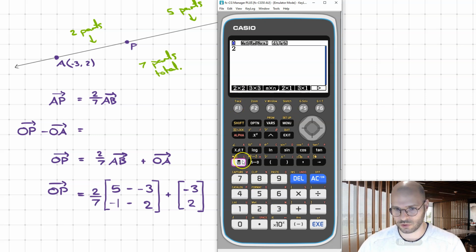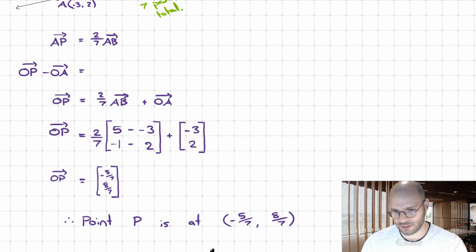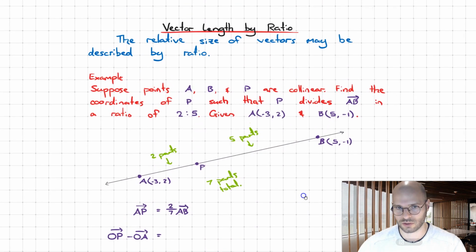I'm then going to type 2/7. I will pick a 2×1 vector, and I'll key in this vector over here, AB. Next one, and then I just execute it. This gives me the result, -5/7 and 8/7. So the position vector for point P is at -5/7 and 8/7. So therefore, point P is at -5/7, 8/7.